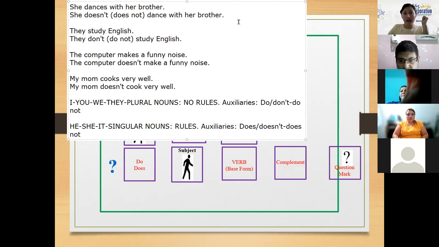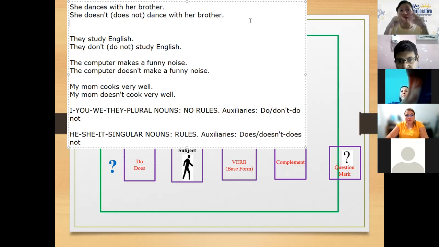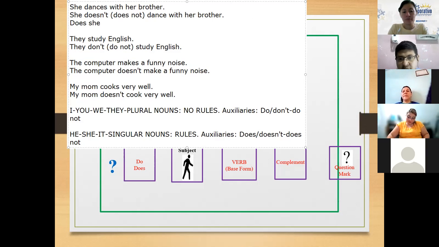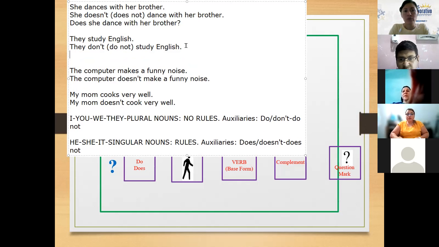Now, si yo me voy acá a hacer las preguntas, por ejemplo, la primera, ¿cómo nos quedaría? Si es she, ¿cuál auxiliar voy a utilizar? That's she. Does she what? Dance with her brother. Very good. The question mark. Very good. Now, what about the next one, right? I'm going to begin with? Do they. Muy bien. Do they study English? Muy bien.